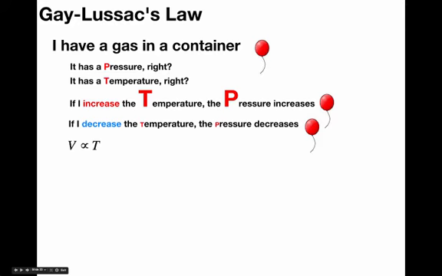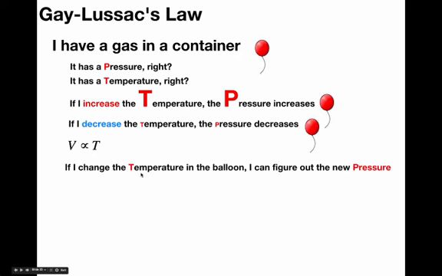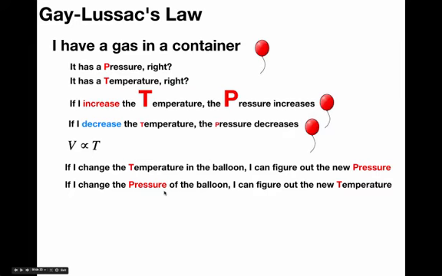And so we can skip the mathematical treatment, but basically what Gay-Lussac's law says is if I change the temperature in the balloon, I can figure out the new pressure. If I change the pressure of the balloon, I can figure out the new temperature. And the formula for Gay-Lussac's law is a piece of the combined gas law. The formula for Gay-Lussac's law is the initial pressure divided by the initial temperature is equal to the new pressure divided by the new temperature.